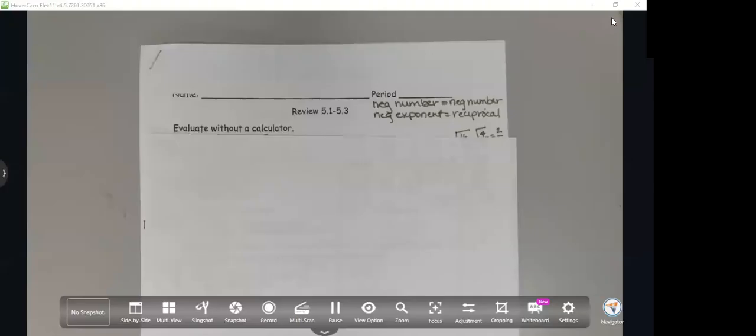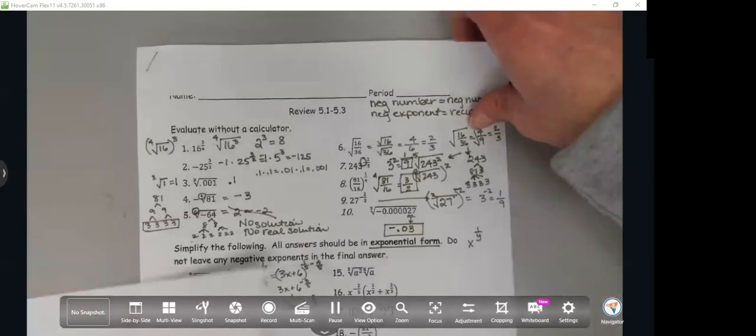Okay, you guys, we are going to finish this up. We're going to do page 2. So that was page 1. Hopefully you watched that, or if you didn't need to, great. Here's page 2.